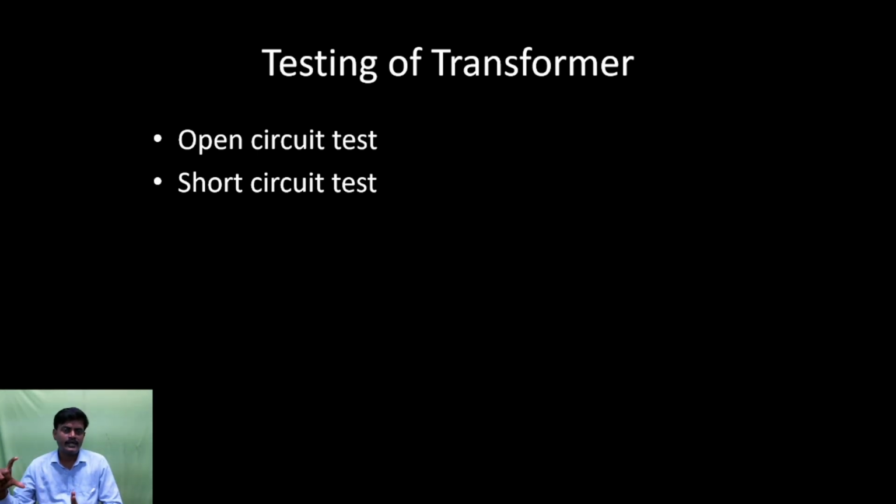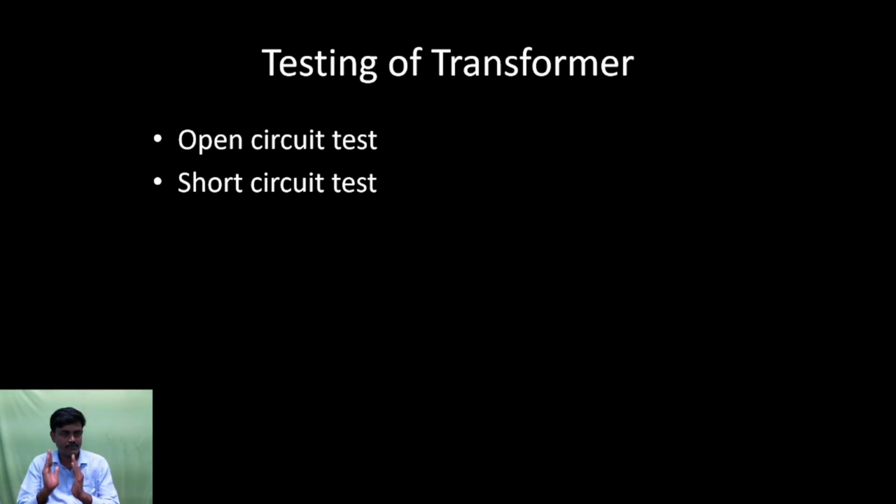Then the other end is measured, open circuit. I'm not connecting any load. I'm not connecting anything. I have to only measure the voltage value. In the primary side, I am measuring the voltage value, current value as well as the power value. So for the open circuit test, I have to open the more number of coil side, and for the short circuit test, I have to shorten the less number of coil side.